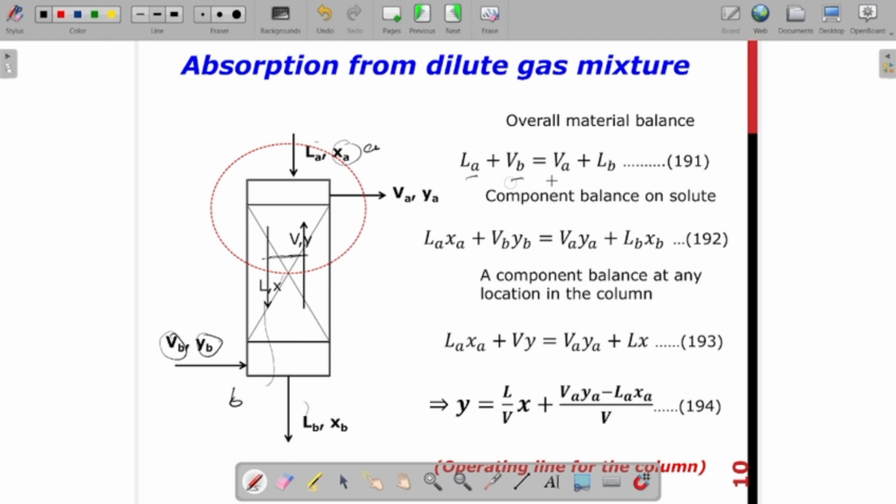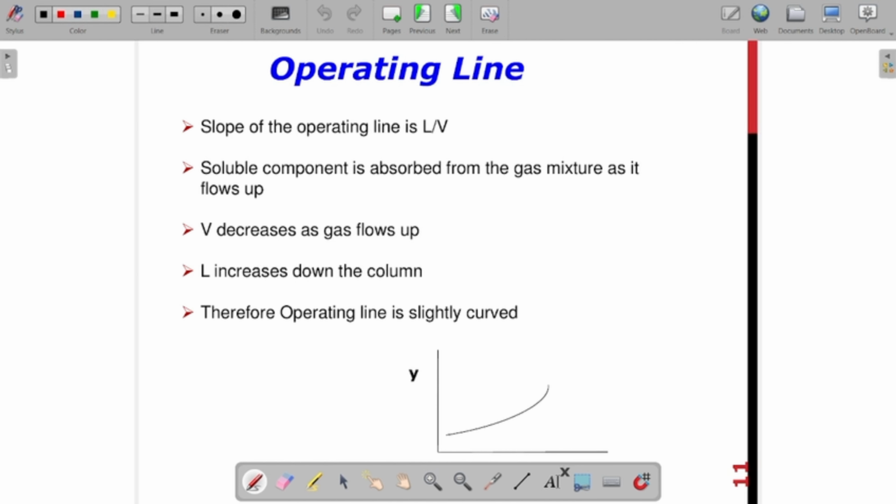So L_A plus V_B equals V_A plus L_B. And if you want to do a component balance on just the solutes, it becomes multiplying them by their mole fractions. If you have a component balance at any point of the column, since we're talking about this one, we have it in this one too. That's generally it. Then the slope of the operating line is L over V. So we just have to take note of it: the slope is L over V.